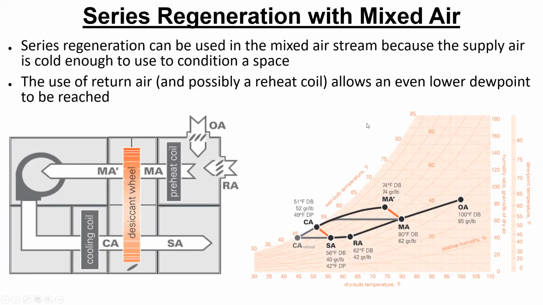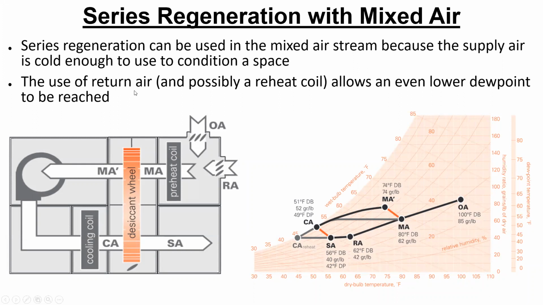So this is what happened. Let's assume an example of a mixed air. So we have a series regeneration that can be used in the mixed air stream because the supply air is cold enough to use the conditioned airspace. So let's assume we're bringing some return air and mixing it with some outdoor air. So on a psychrometric chart, we typically connect those, and then depending on the mass flow rates of return air and mass flow rates of the outdoor air, we meet somewhere in between. That's going to be the mixed air.